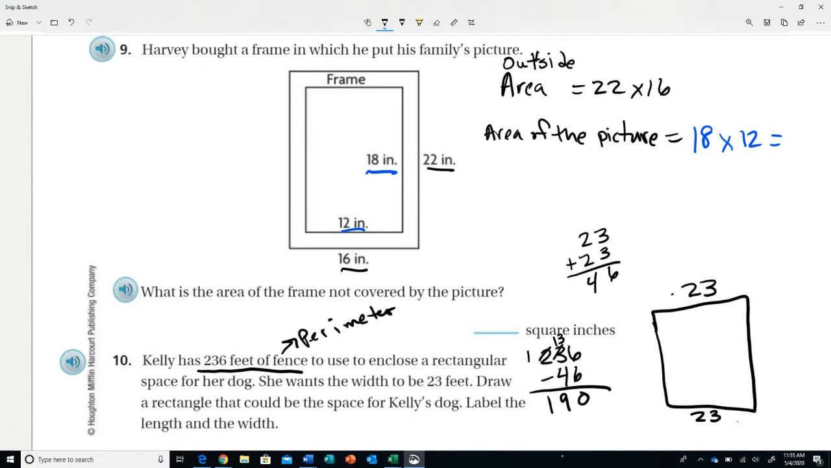Now, this number needs to be divided equally to both sides, and then you'll know what the missing side is. I believe we are looking for the length. Good luck. Keep trying. Listen to it again. Go back to the other lessons if it doesn't quite make sense yet, or come to office hours.